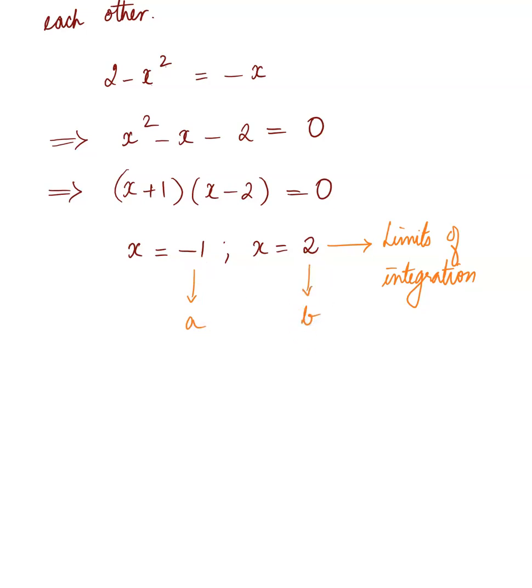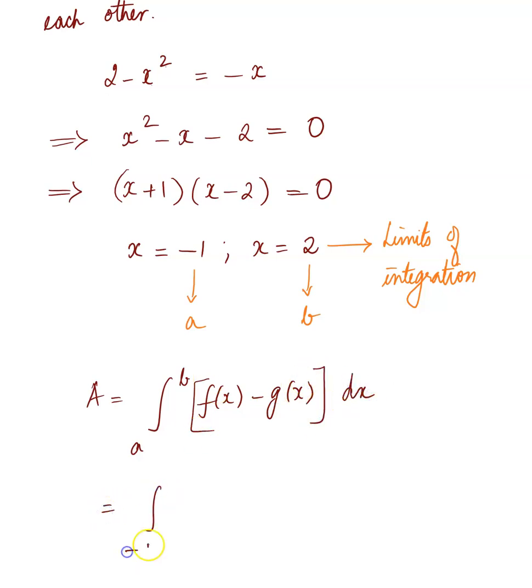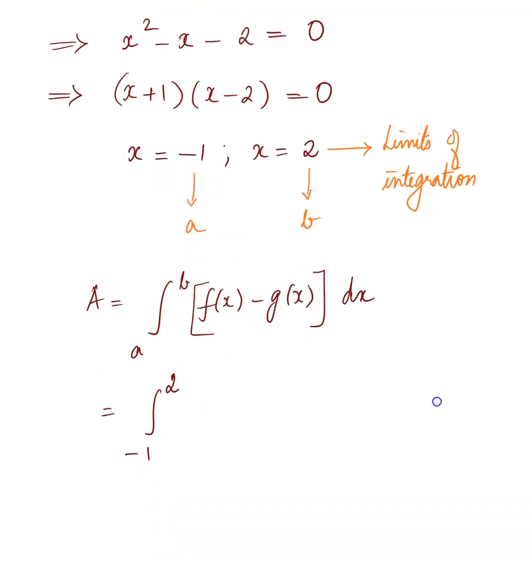And now we're ready to find the area. So area is the area between the curves, that is, integral from a to b of f of x minus g of x dx. And here a is negative 1. It's always small to large. So negative 1 to 2.